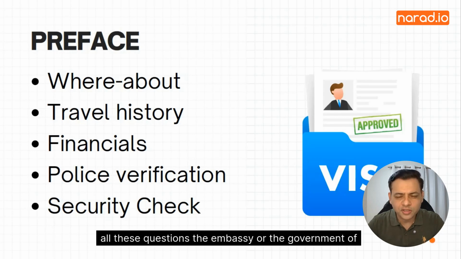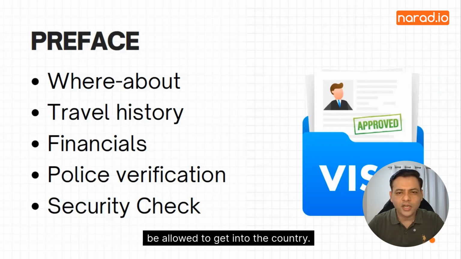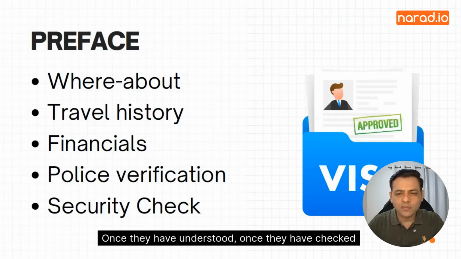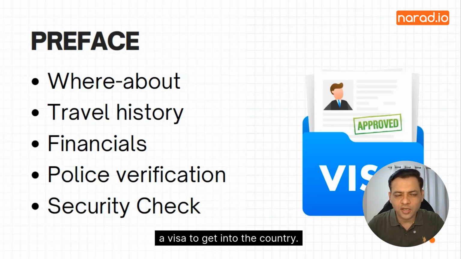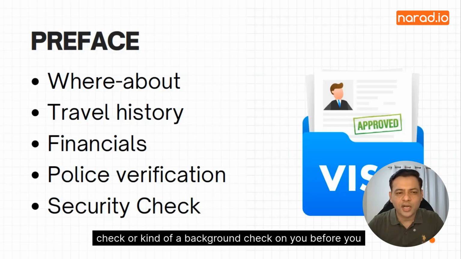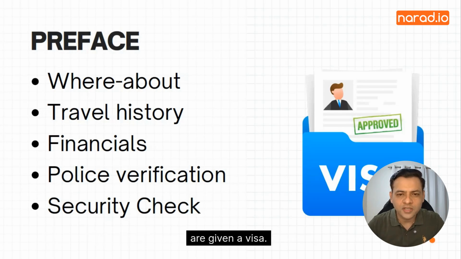Because with all these questions, the embassy or the government of that country is trying to understand whether you should be allowed to get into the country. Is there any security threat associated with you? Is there any financial threat associated with you? Once they have checked everything, only then you are provided the right kind of visa to get into the country. So, this checklist is nothing but a security check or background check on you before you are given a visa.